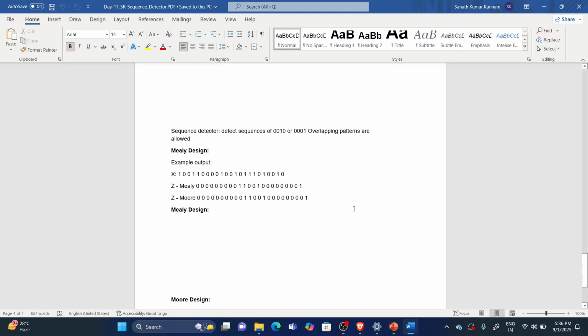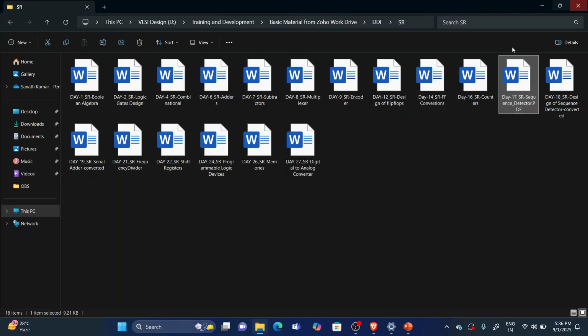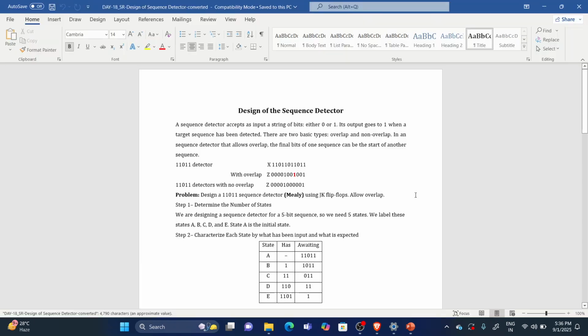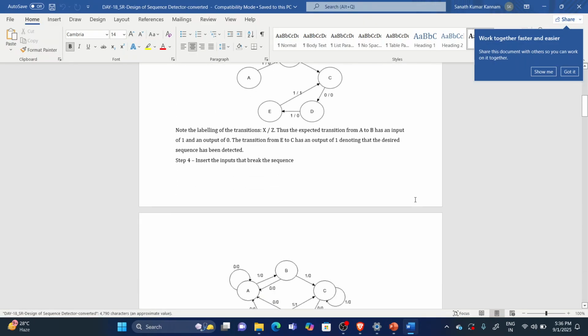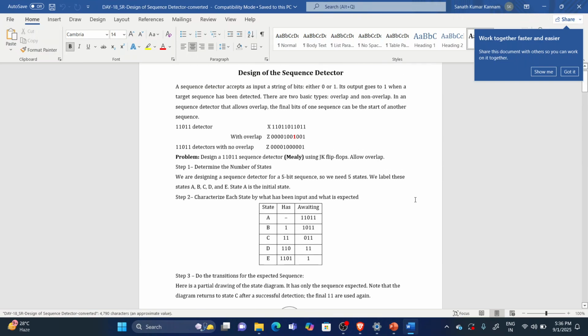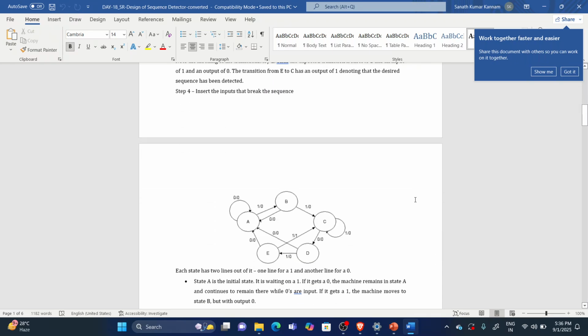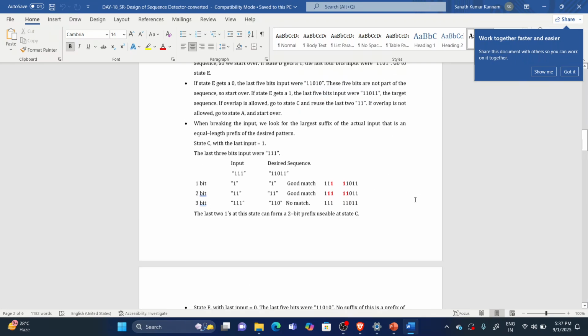Otherwise, you take one random sequence and you try, so that you can draw the diagram. Sequence detector with overlap and non-overlap. 1011, you see 1011. This is a Mealy machine.